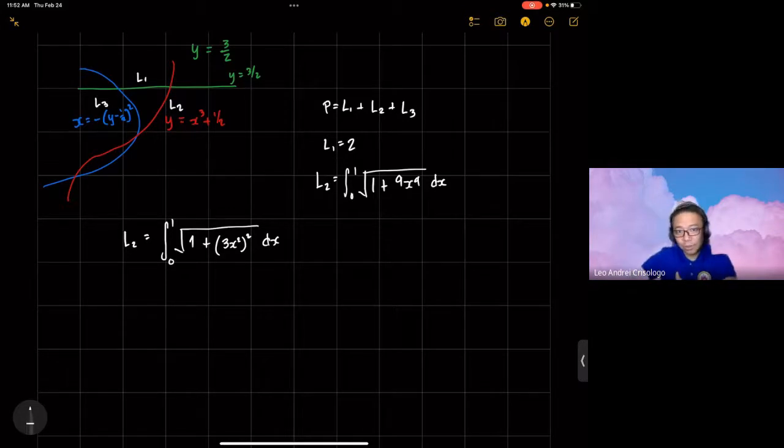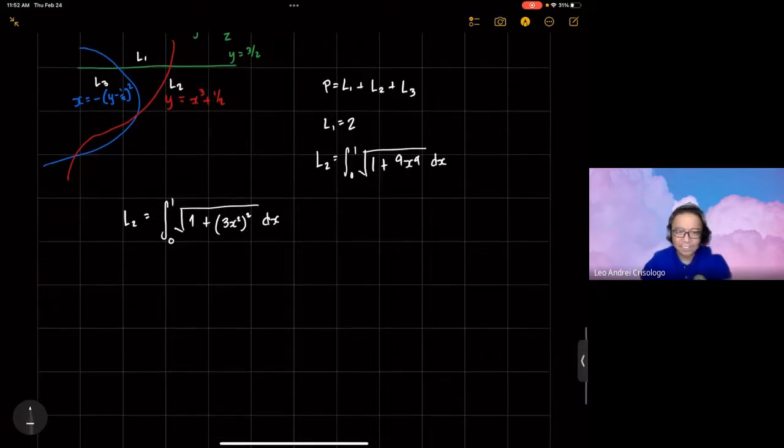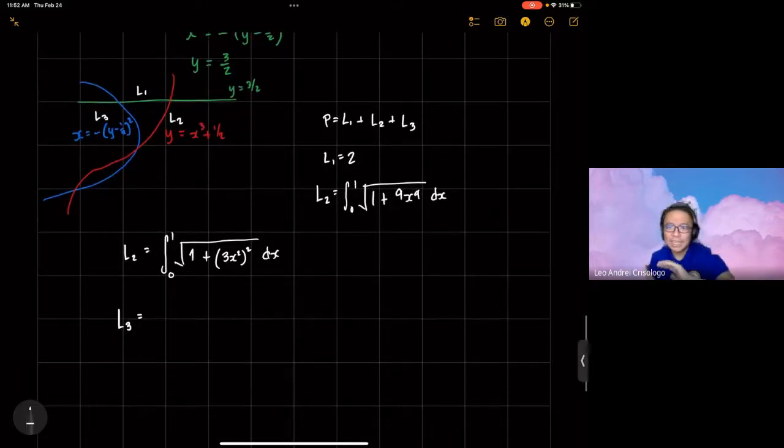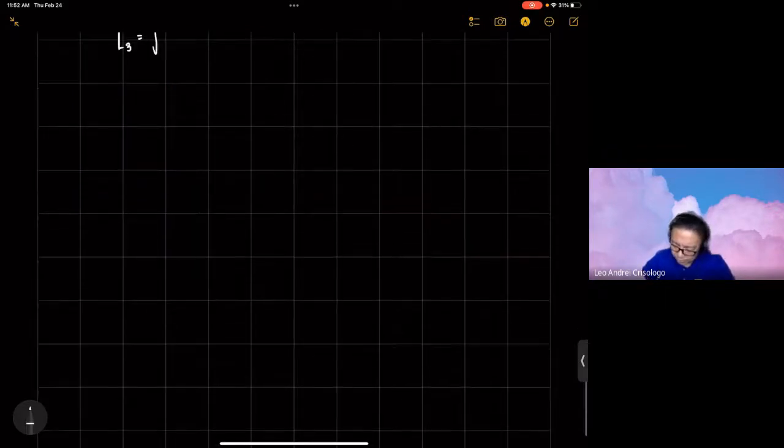But you know what this looks like essentially. And we could plug this in sa Desmos or something. So okay na yan. The third region is not a function. So kailangan natin siyang kunin as an integral along the y-axis. So again, let's figure out yung ating bounds.